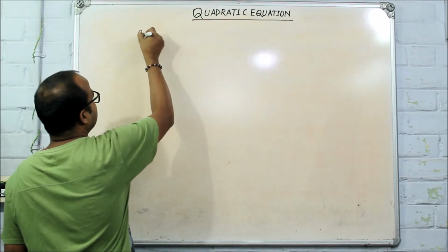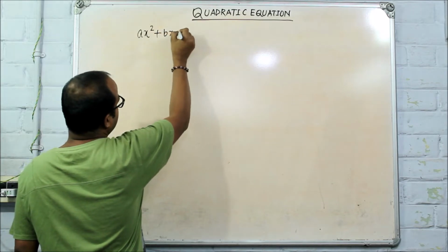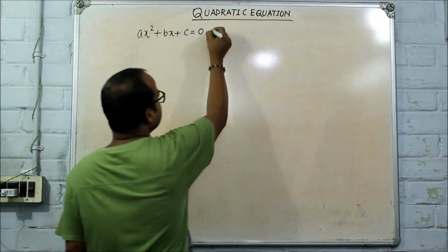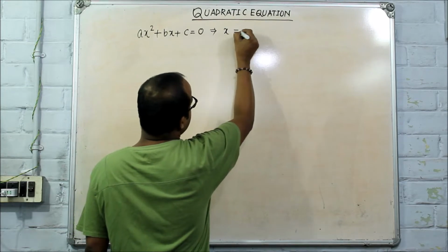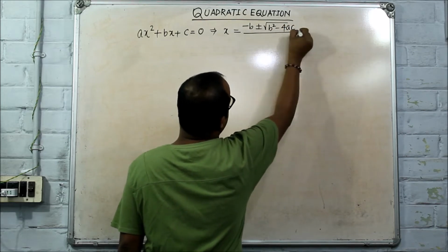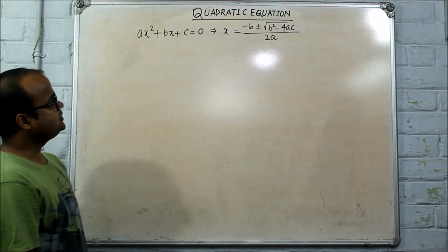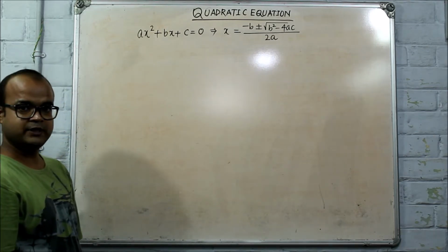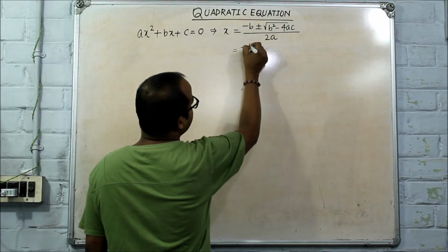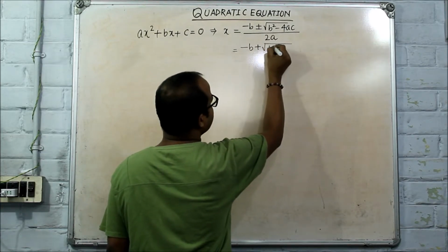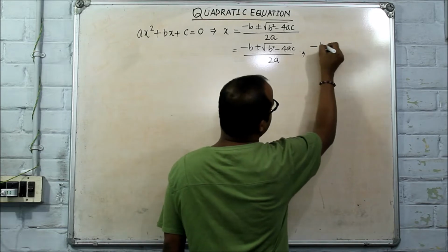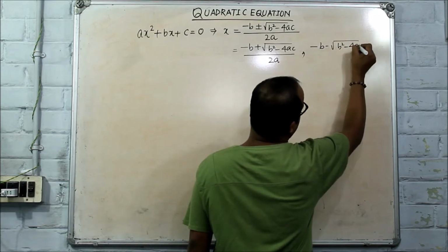If an equation is given to you by ax squared plus bx plus c equal to 0, then the roots of the equation are given by x equals minus b plus or minus square root of b squared minus 4ac, divided by 2a. So we obtain two values of x: one time we take minus b plus square root of b squared minus 4ac by 2a, and another time minus b minus square root of b squared minus 4ac by 2a.